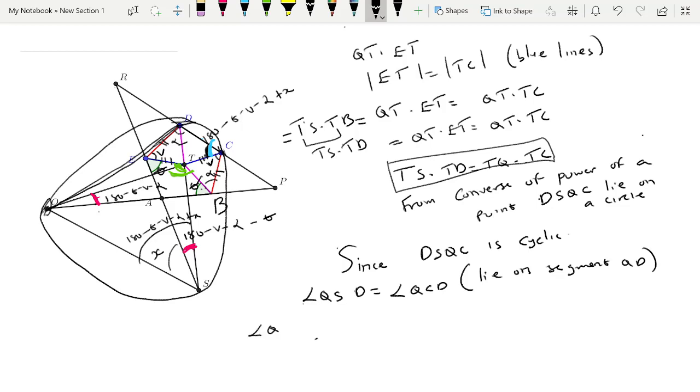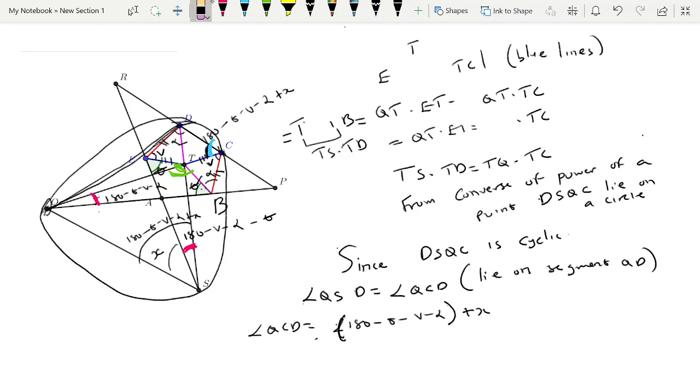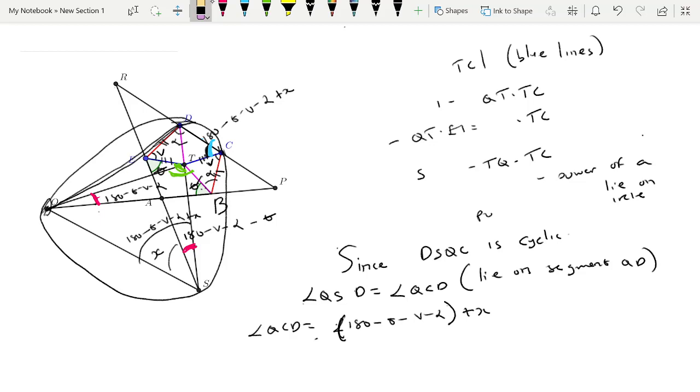So we have that angle QCD equals 180 minus theta minus V minus alpha plus X, right? Then the next thing, we're almost at the end now. This is my favorite part of geometry problems, or any problem solving generally, when I'm almost killing the problem. If you're observant, you can see how this will end, but let's just complete it. So I'm cleaning these sections once again.